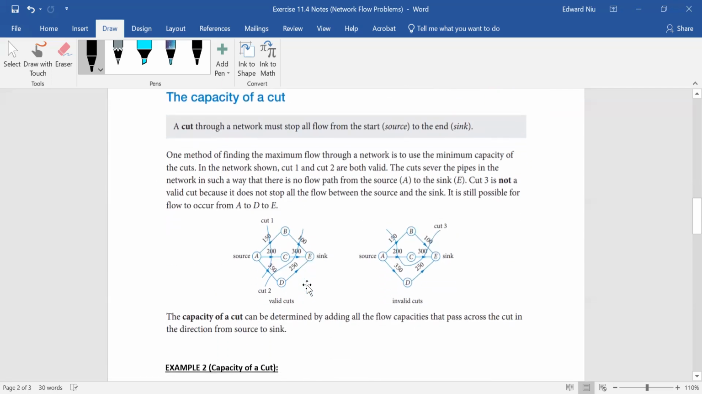All right, the capacity cut. This is a cut through a network that must stop all flow from the start to the finish.